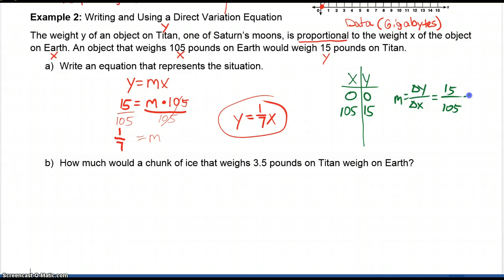So again, reducing those, dividing top and bottom by 15, would also give us the 1/7. So you've got options. I'm going to give you a third option. So let's go different color. A third option, we said up there that this is called the constant of proportionality. So when it is proportional, all you have to do is the y over the x. So slope would equal y, which is 15, over x, which is 105, which again is 1/7.